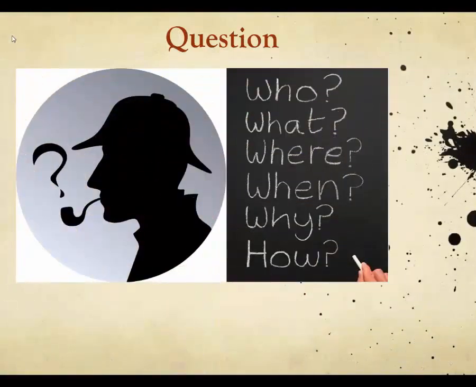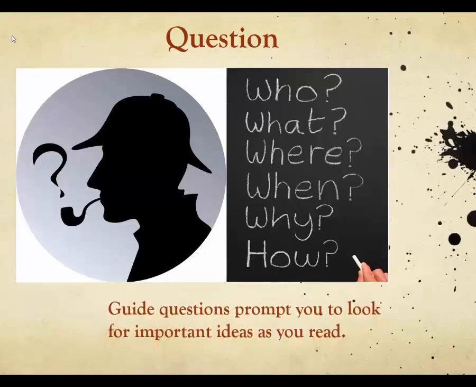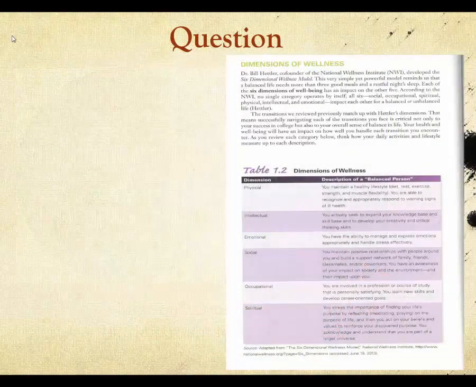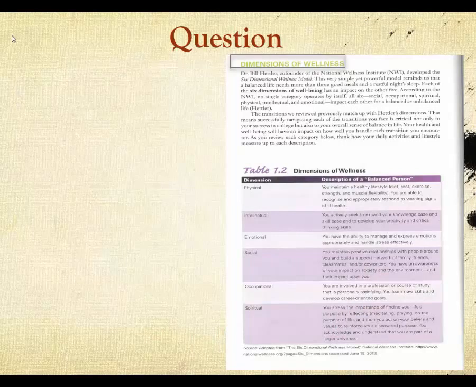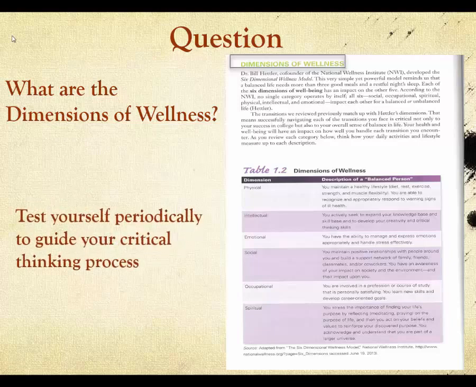Once you have surveyed the text, ask yourself questions about the information. Use the common journalistic questions to get started. Ask who, what, when, where, why, and how questions. Guide questions prompt you to look for important ideas as you read. Look at the headings in the chapter and turn them into questions. For example, this heading explains the dimensions of wellness. Ask yourself, what are the dimensions of wellness? Also, look for author-created questions which will guide your critical thinking process. Predict test questions and test yourself periodically on the information.